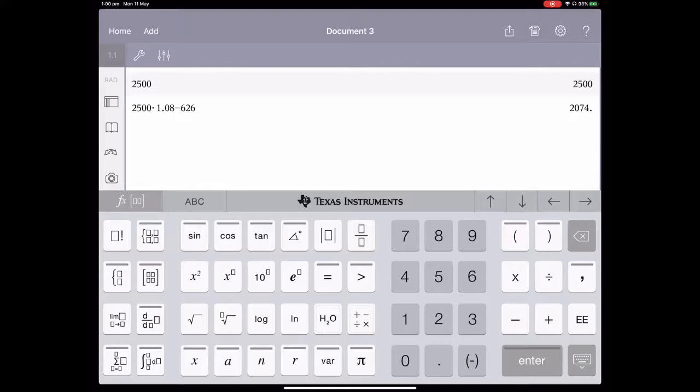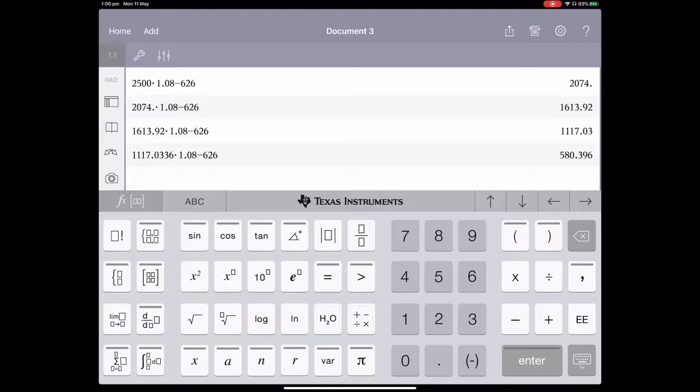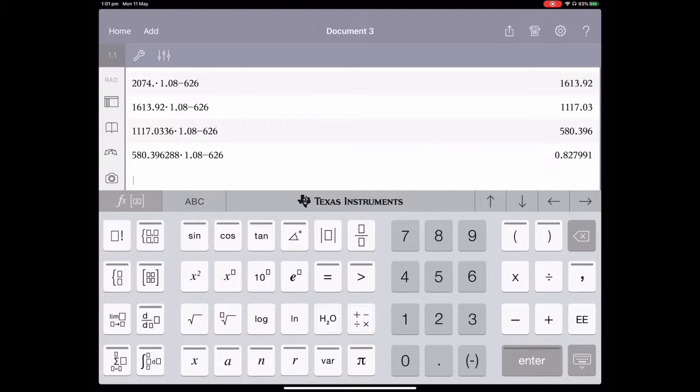If I press enter again, see how it has taken the balance at the end of the first year and it is now ready to multiply it by 1.08 minus 626. I don't need to type anything in, it does it for me. The number it's given, 1613.92, is the balance at the end of the second year. Enter, you can see the balance at the end of the third year. Enter, balance at the end of the fourth year. Enter, balance at the end of the fifth year.